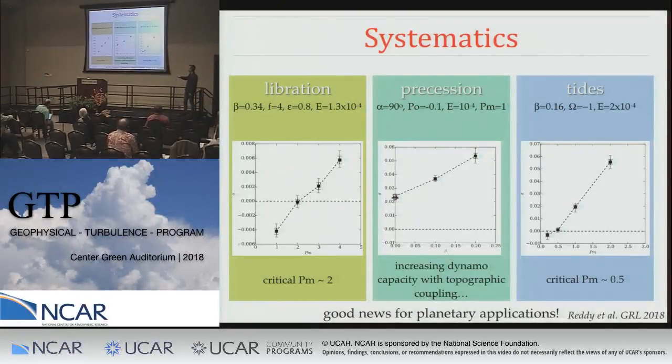And the larger the ellipticity, the stronger is the dynamo, which is also good news for planetary application, because up to now people were saying when we go to low Ekman number in the sphere, the viscous coupling that generates the precession instability disappears, and so it's impossible to get a precession dynamo in planetary limits. It is not true, again, in a triaxial ellipsoid where you will keep this topographic coupling.